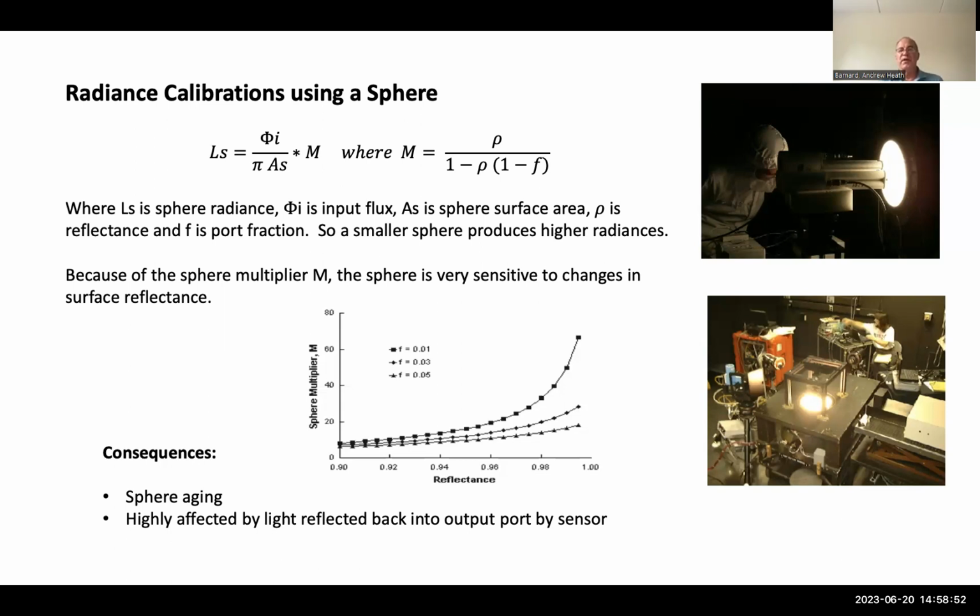Because of that sphere multiplier, the sphere is very sensitive to changes in surface reflectance. If that sphere gets dirty or it ages, that's going to have a multiplying effect on the actual true value of the irradiance coming out. And as I just mentioned, you have surfaces like a radiance sensor, which has a glass window. There is some back reflection going back and forth, and even some stray light that may get into the system, unless you have a very constrained setup.